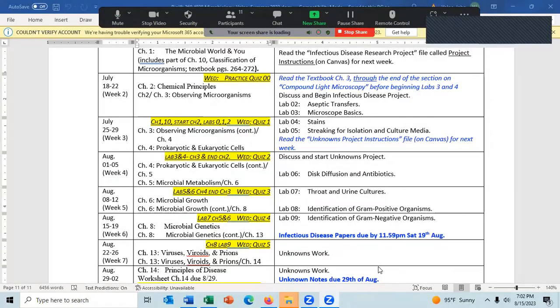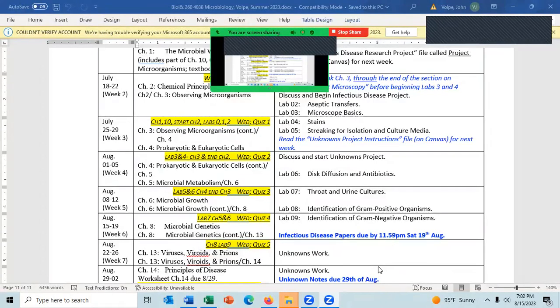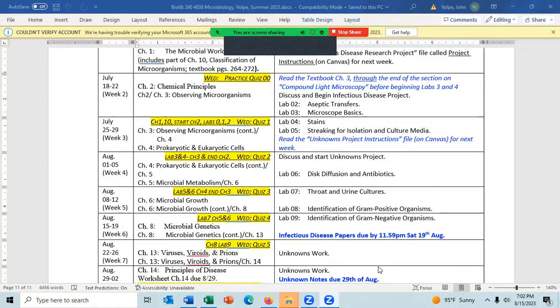There we go. So today is August 15th and we're supposed to do lab 9. Any questions about that? Do note you should be working on your unknown project. I'll try and send out results after the lab tonight. You should also note your infectious disease paper is due this Saturday. Any questions about any of that?